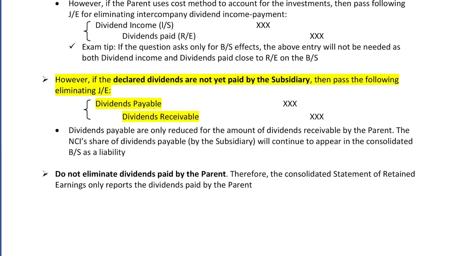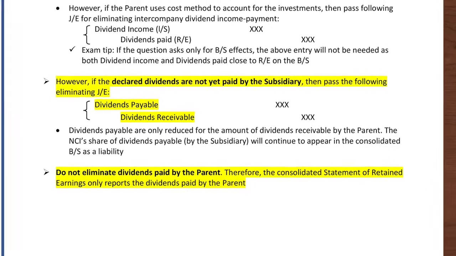Note that you do not need to eliminate dividends paid by the parent. Therefore, the consolidated statement of retained earnings only reports the parent's dividends. That's the dividends paid out by the parent.